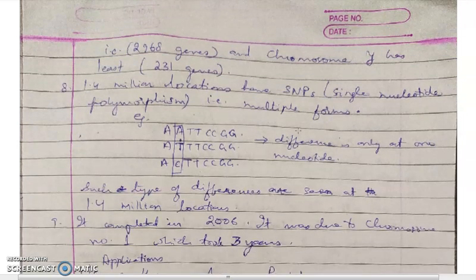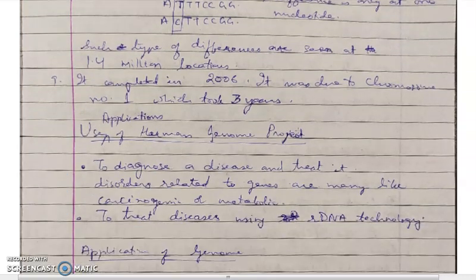So there were 1.4 million such locations. Such differences were seen at 1.4 million locations. Then this project was completed in 2006. Actually, it was completed in 2003, but chromosome number 1 was the last chromosome which they found out, and it took 3 years. So, it took until 2006.